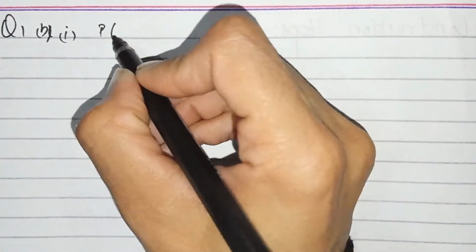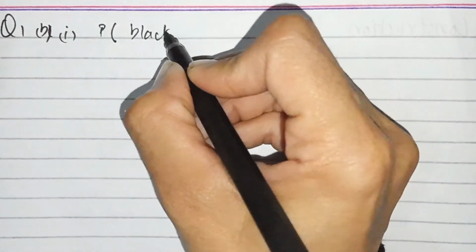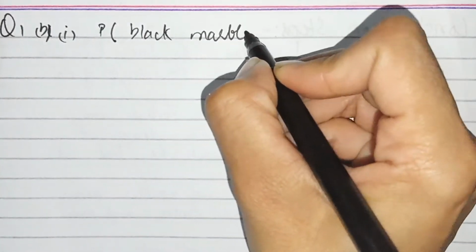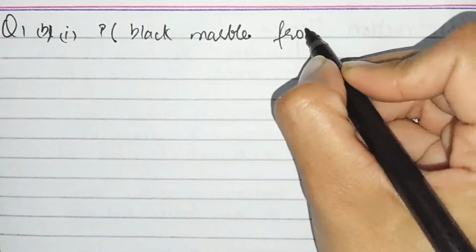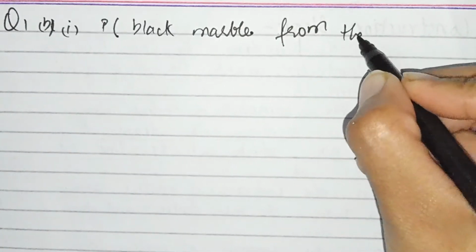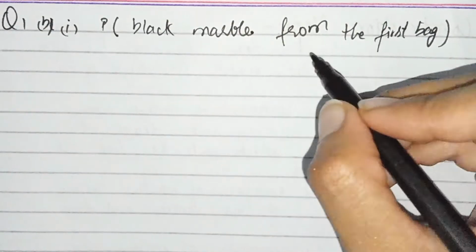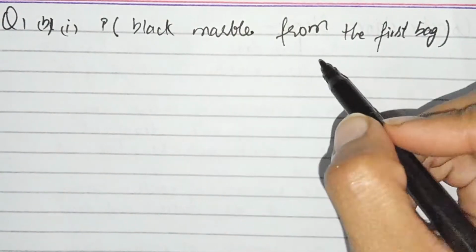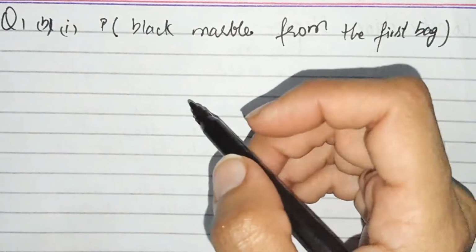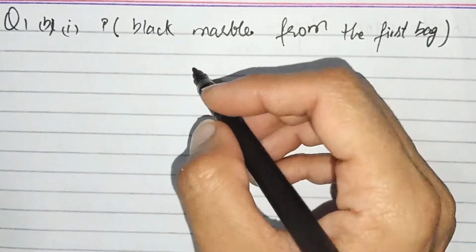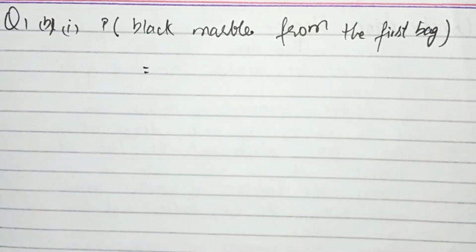In part number 1, we have to find the probability of a black marble from the first bag, and it's very simple. We write it as 5 over 9.